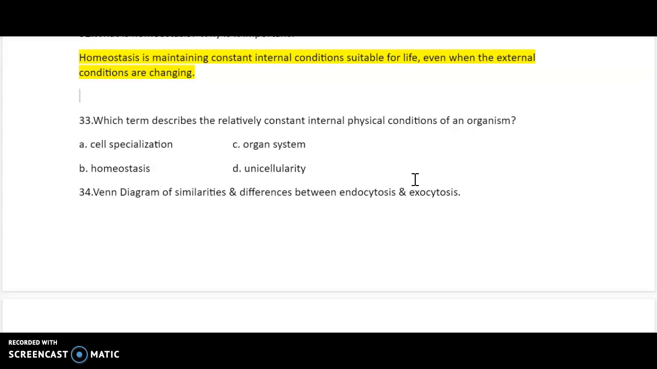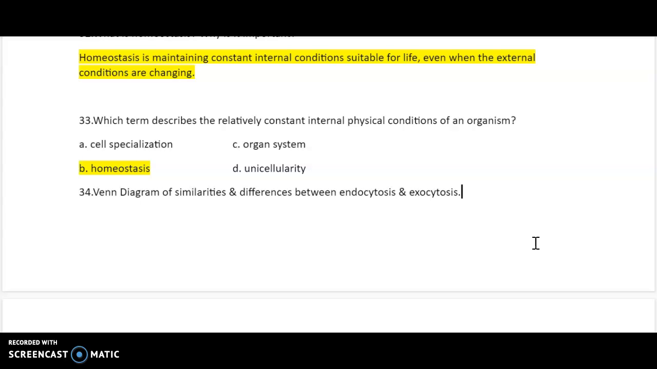Number 33, which term describes the relatively constant internal physical conditions of an organism? Well, there it is again. That is homeostasis, maintaining those internal conditions. Homeostasis.